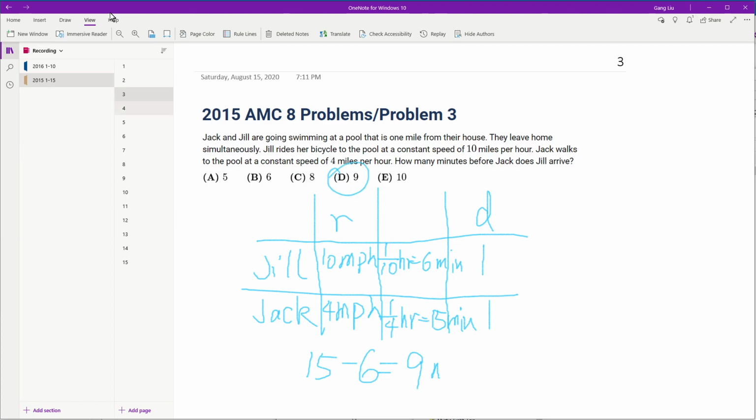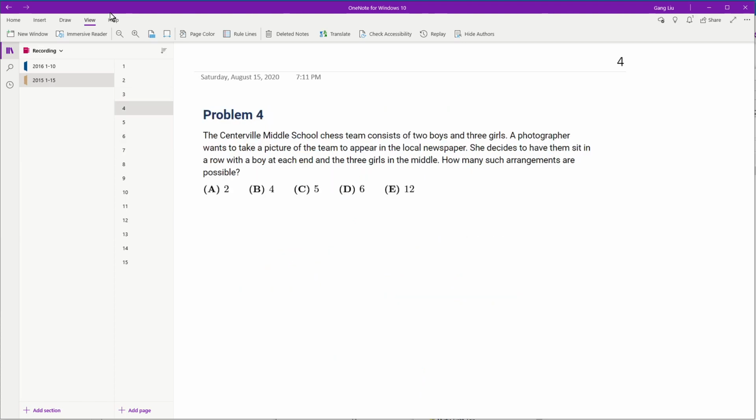Answer D. Problem 4. The Centerville middle school class team consists of 2 boys and 3 girls. A photographer wants to take a picture of the team to appear in the local newspaper. She decides to have them sit in a row with boys at each end and the 3 girls in the center. How many such arrangements are possible?